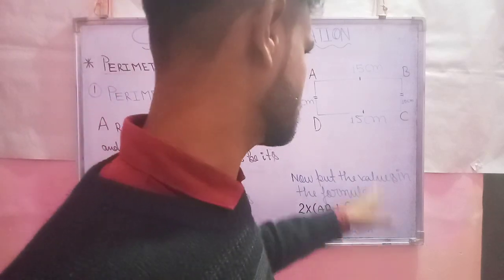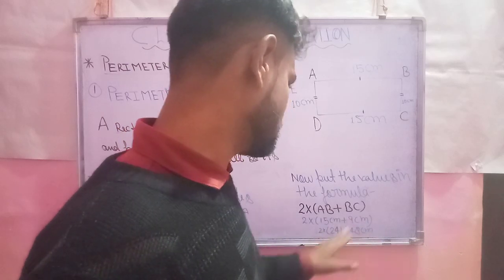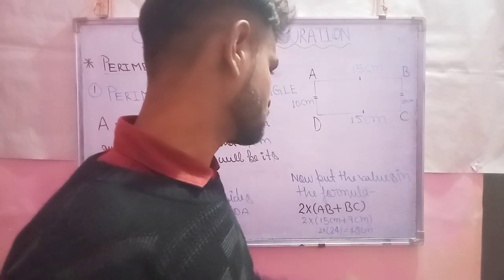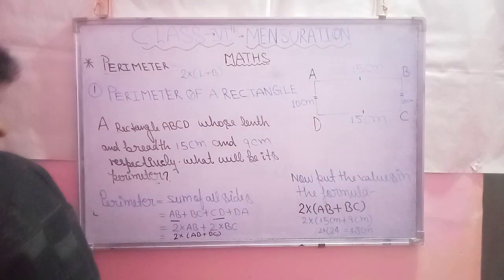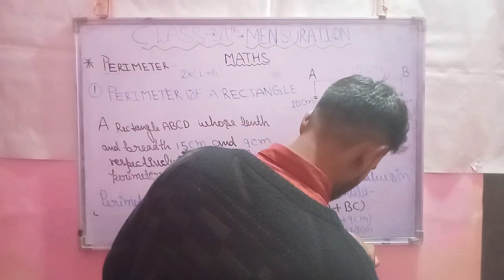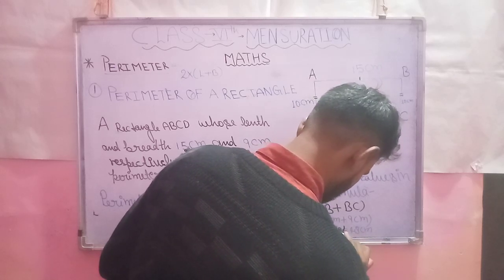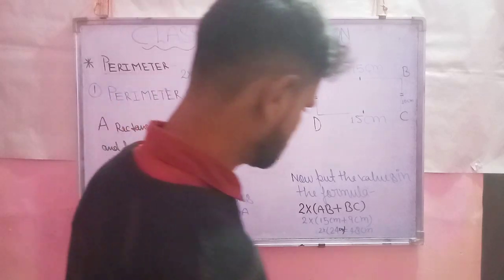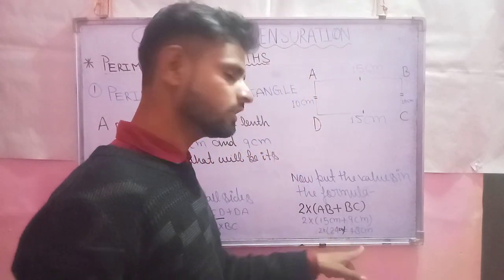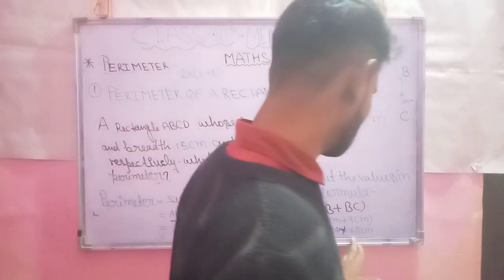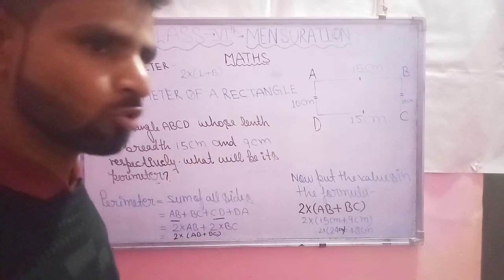Now AB side is given as 15 centimeter and BC is 9 centimeter. So 15 plus 9, we get 24 centimeter. When we multiply this 24 with 2, we get 48 centimeters. So this is the answer of the perimeter that we have got with the help of the example.